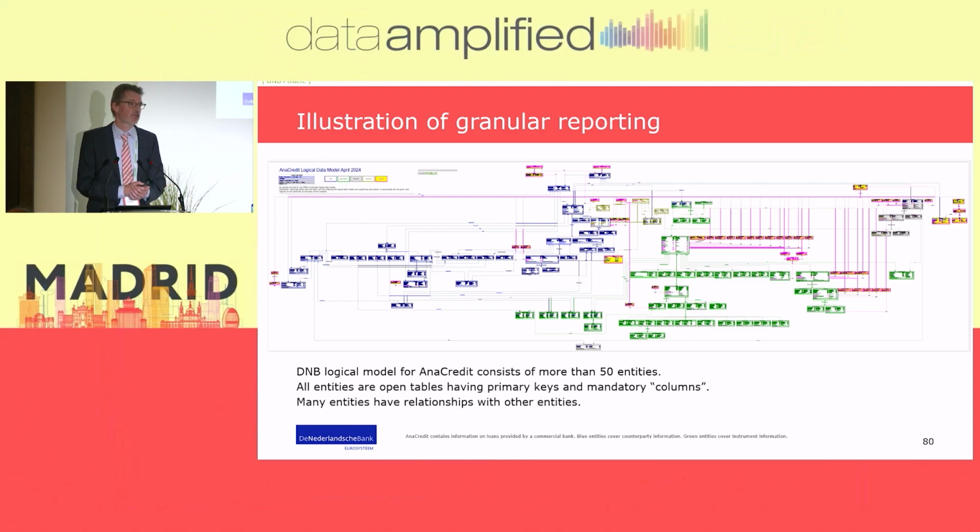To make life a bit more complicated, we not only have these mandatory columns, we also have referential integrity constraints. So between those 50 more or less open tables, there are also constraints that if there's a value in this particular table, there needs to be a corresponding value in another table. So that's the problem, and I would like to hope that table constraints will help in solving the problem.